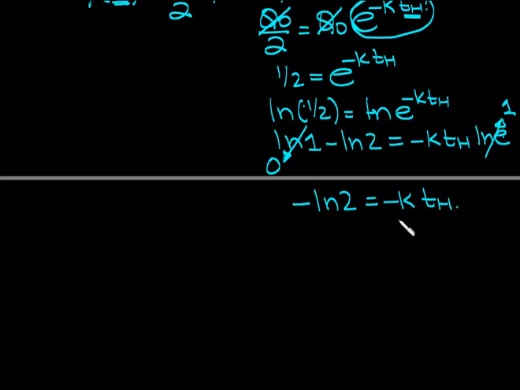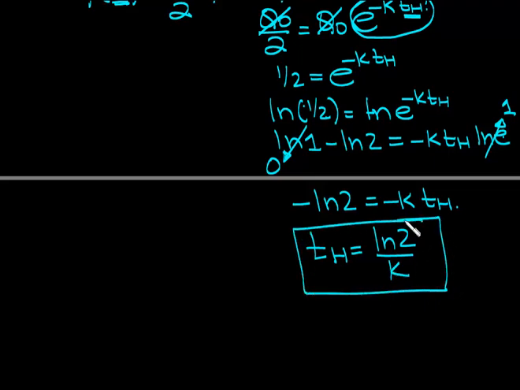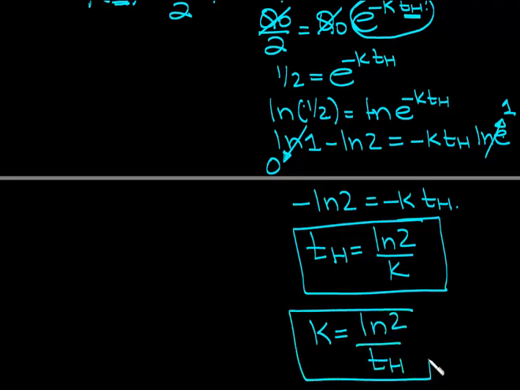I want to divide both sides by -k, so the negative signs cancel. So you get t_H = ln 2 / k. This is the formula for half-life. Now that we know that, we don't have to do it for every single problem. The most important thing is, once we know t_H, we also know k. I can cross multiply, so I get k = ln 2 / half-life. That's a better formula to know.